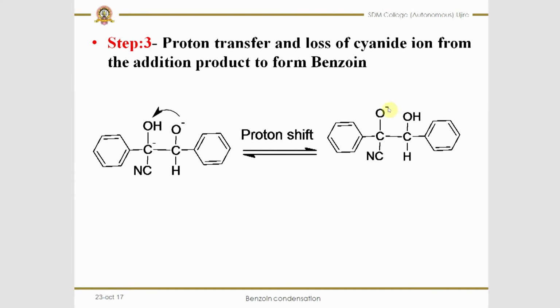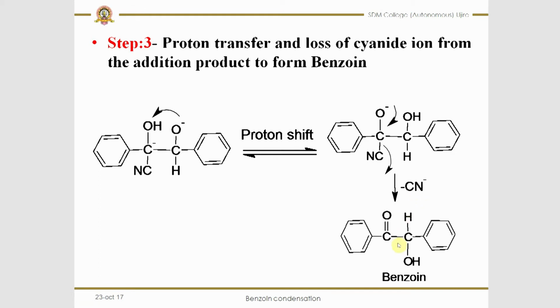Then this negatively charged oxygen shifts to form a pi bond. When it shifts, the cyano group is going to be removed. Removal of cyanide group. As a result, you will get the benzoin, that is alpha hydroxy ketone. This is your product.